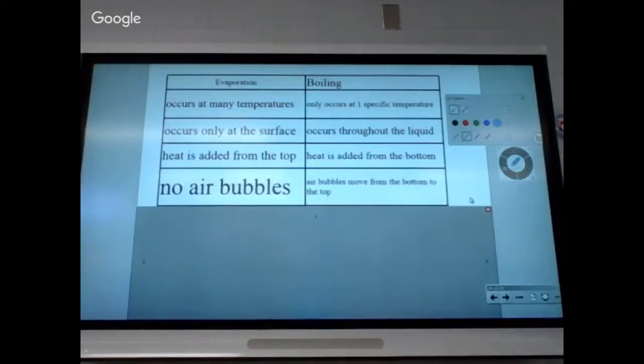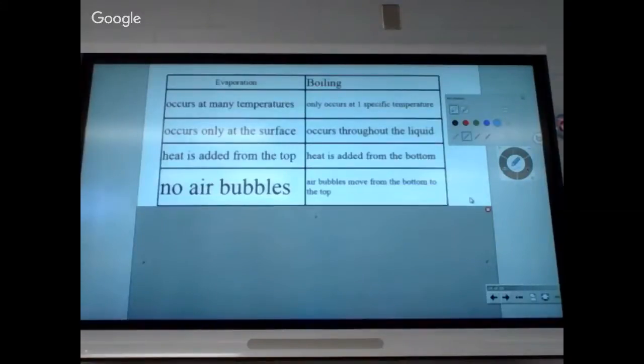With evaporation, I say this to people all the time: there are no bubbles in evaporation. If you see a puddle in the summertime that has bubbles in it, don't step in it. Never step in a puddle that you see bubbles in. It's not acid. But in boiling, you see bubbles.